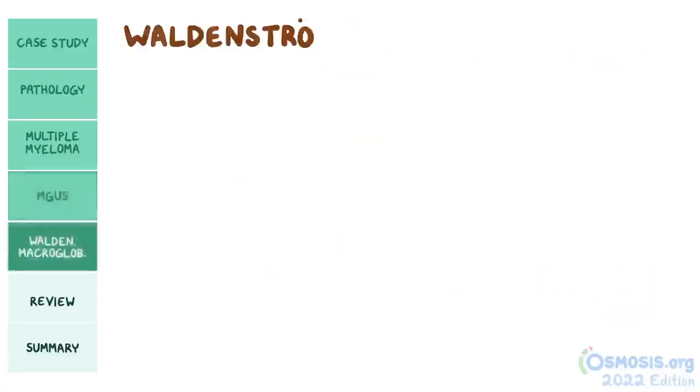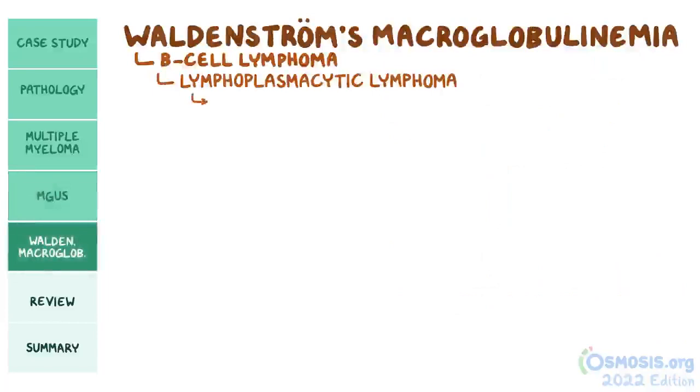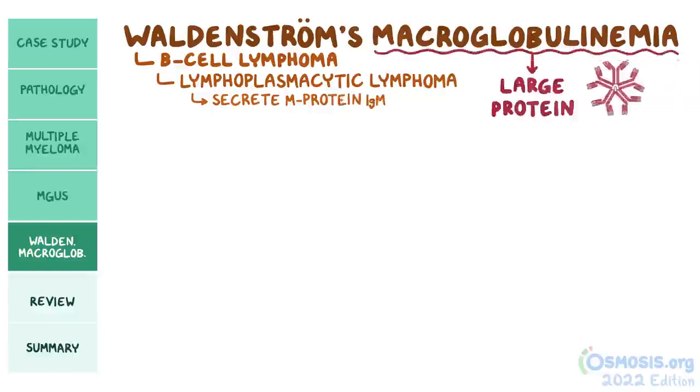Finally, Waldenstrom's macroglobulinemia is unique because it's actually a rare type of B-cell lymphoma called lymphoplasmacytic lymphoma. But since the cells secrete the M protein, IgM, it's classified as a plasma cell disorder. To help you remember this, macroglobulinemia literally means large protein, and the IgM is the largest of the immunoglobulins.